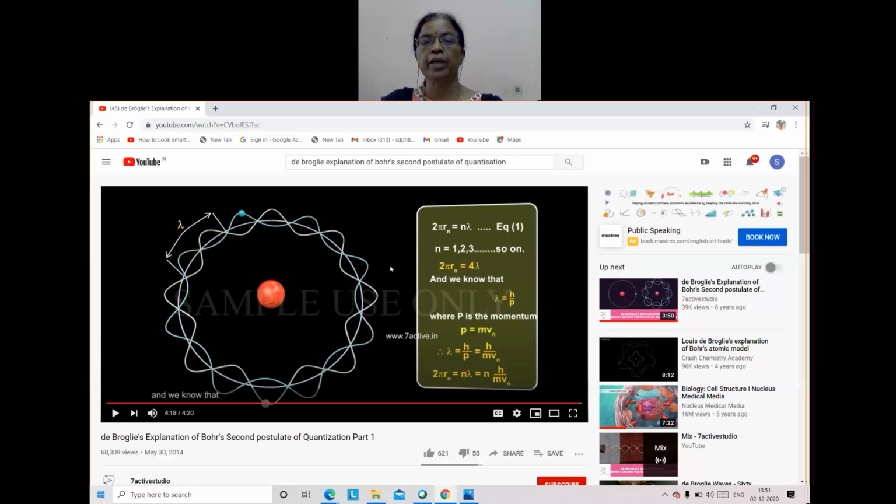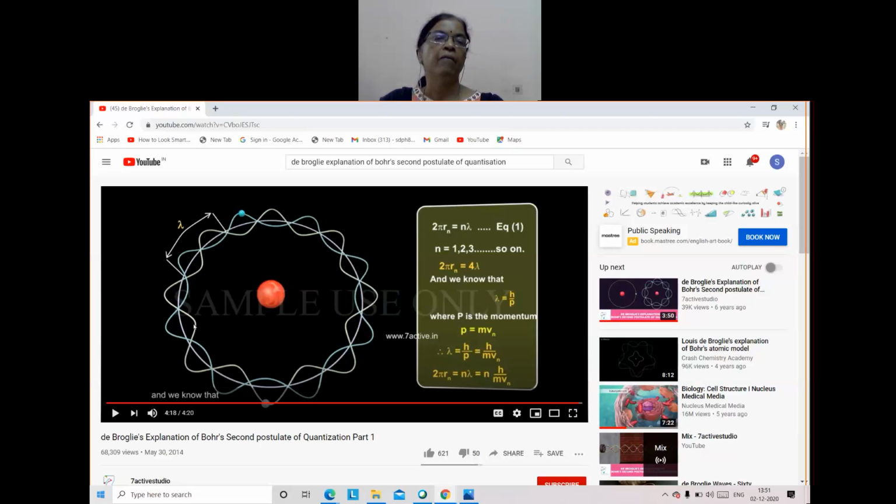Why always an integral multiple? We are not taking half into h by 2 pi or 3.5 into h by 2 pi. Like that we are not taking. Integers, integral numbers, 1 times, 2 times, 3 times, like that only we are taking. The angular momentum of the electron in an orbit is an integral multiple of h by 2 pi. So for that, this is the explanation given.